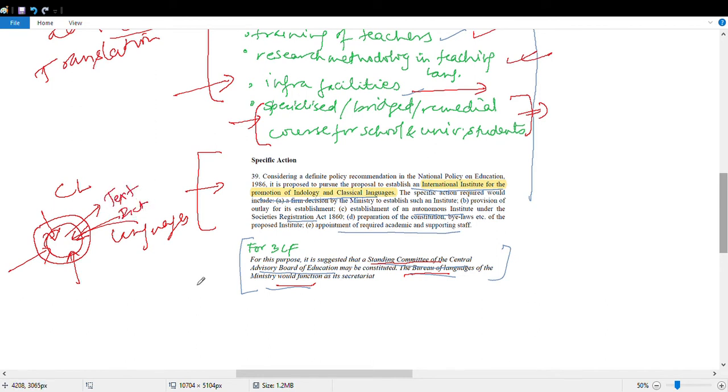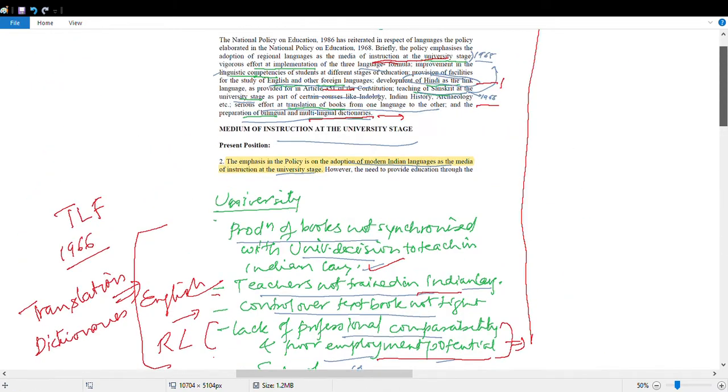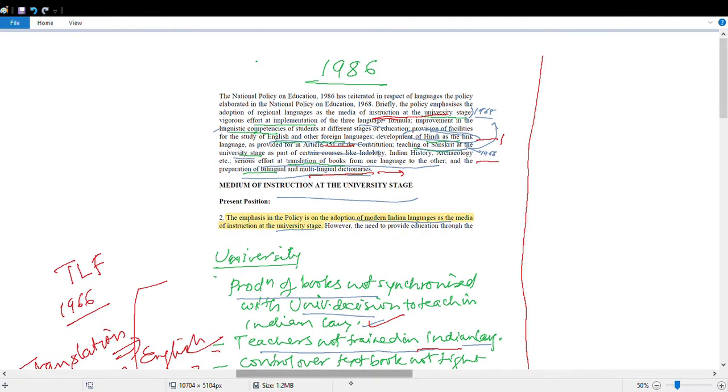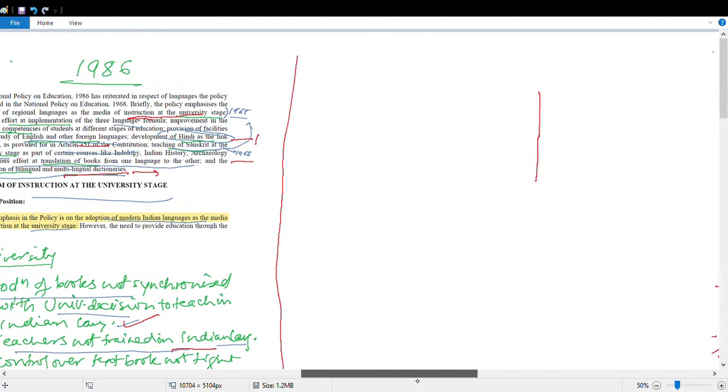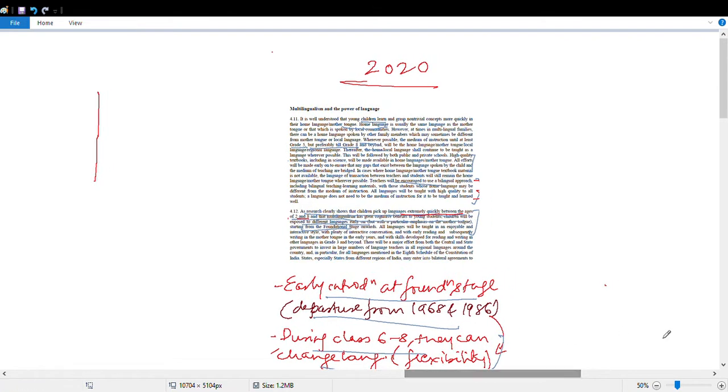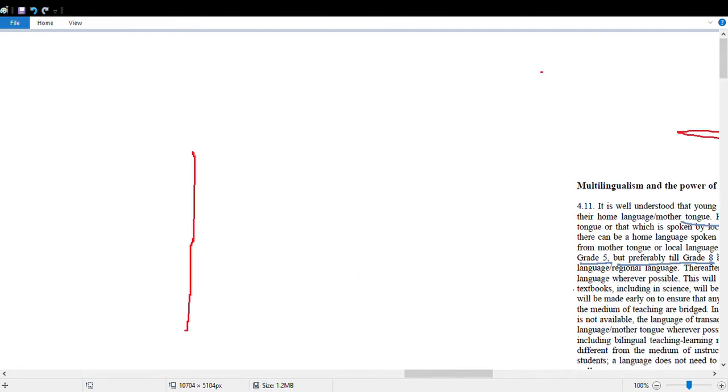In fact, for the larger implementation part, they suggested setting up of a standing committee of the Central Advisory Board of Education, and the Bureau of Languages of the ministry would function as its secretariat. So these were the things. So in two terms, we have seen the departure. First, the introduction at university level of the three language formula, and then some importance given to the classical language.